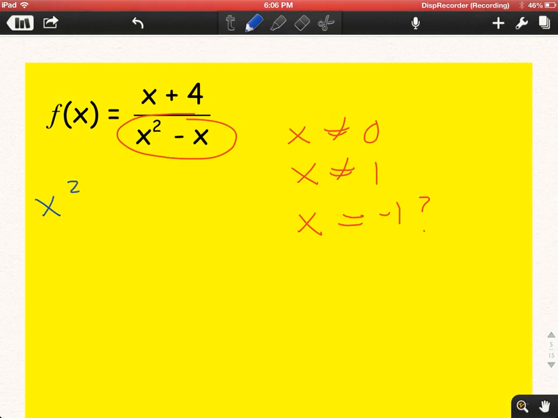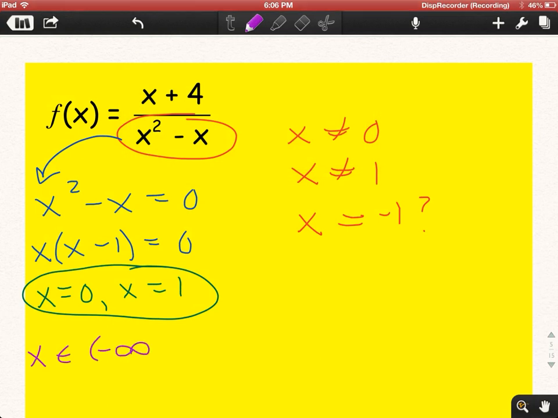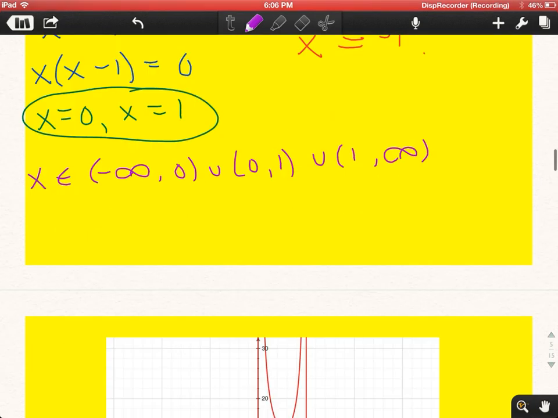And so what you can do is you can algebraically set this denominator equal to 0, do whatever's necessary. In this case, factoring is the necessary skill that allows us to get our two answers. And it turns out that the only two that make that denominator 0 are 1 or 0. And so the interval notation would look like this: -infinity to 0, 0 to 1, and 1 to infinity. That's the interval notation for that domain.